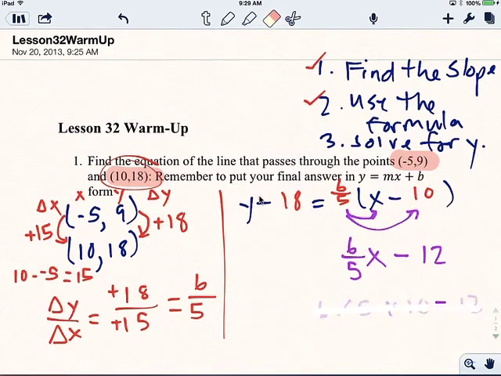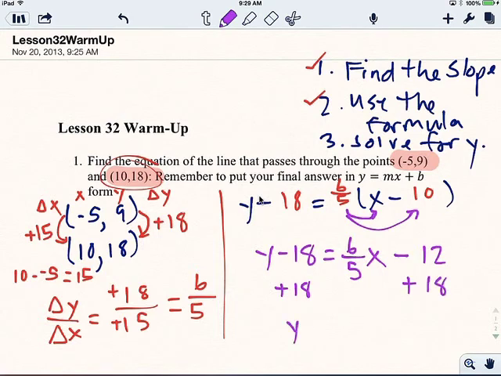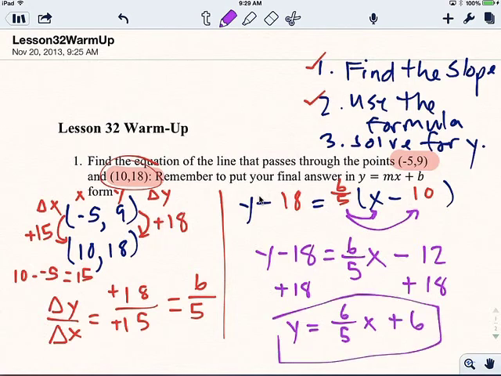So 2 strategies available to you, whichever one you want to use. And so I have y minus 18 because I haven't done anything there. Now, since I have minus 18 with the y, I'm going to add 18 to get rid of it. And so I get y is equal to 6/5 x plus 6. And that should be my final answer.